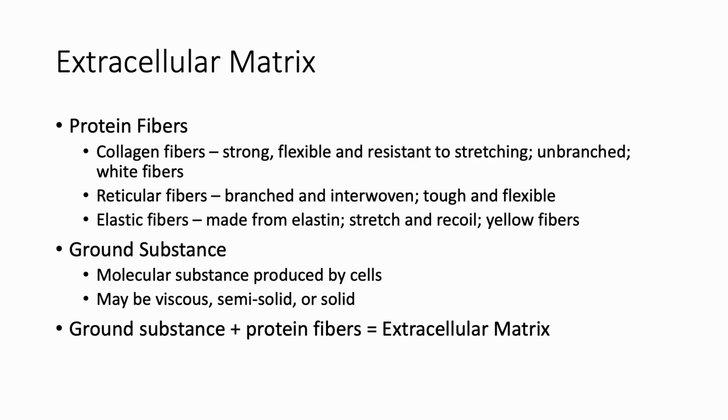Now, we mentioned extracellular matrix has protein fibers. It can have different types of ground substance. So when we say extracellular matrix, we're talking about the collection of both the proteins and the ground substance. So as we talk about the different types of connective tissue, we need to understand what types of protein fibers can be present and what their function or what their features are.